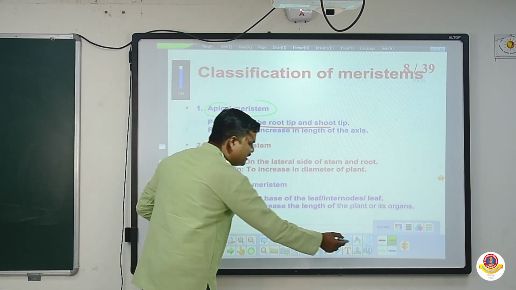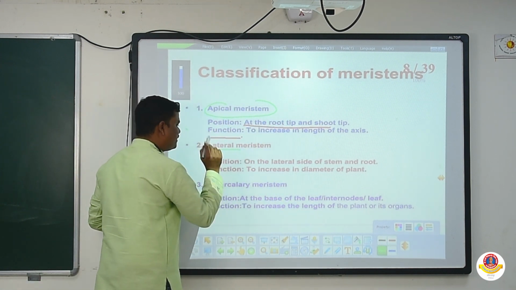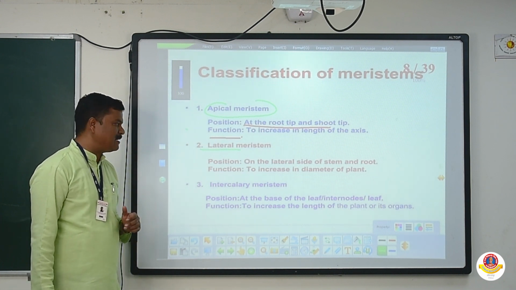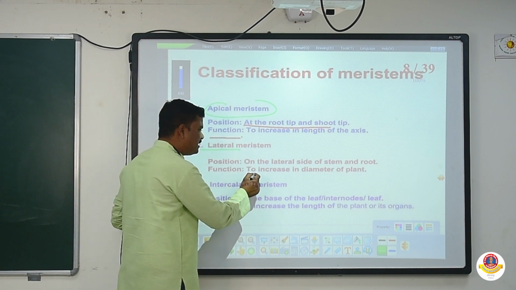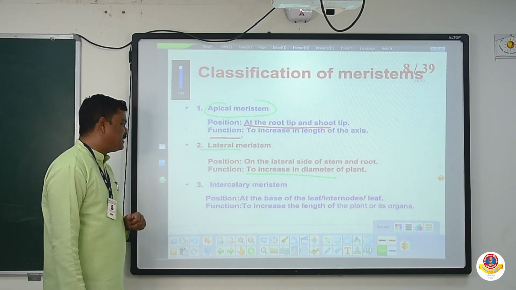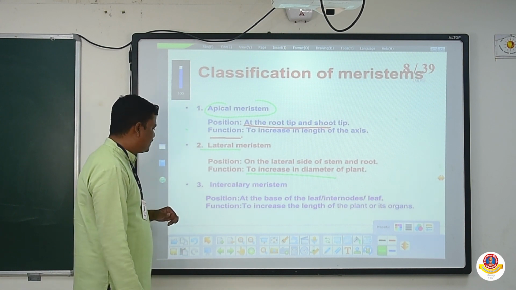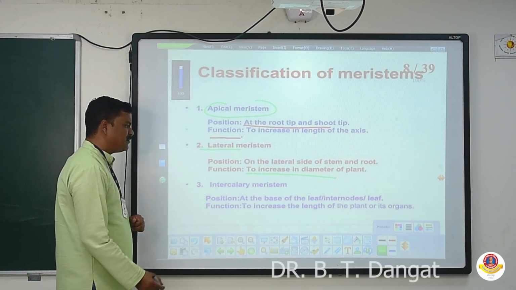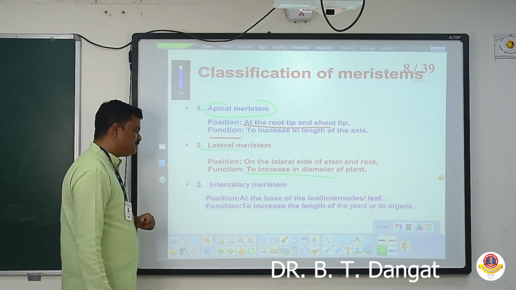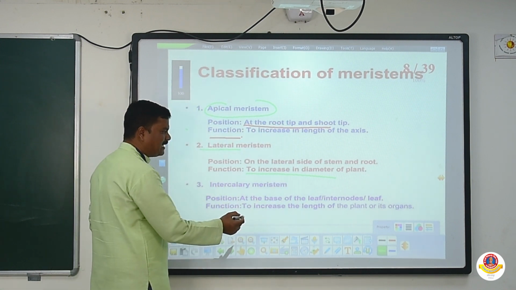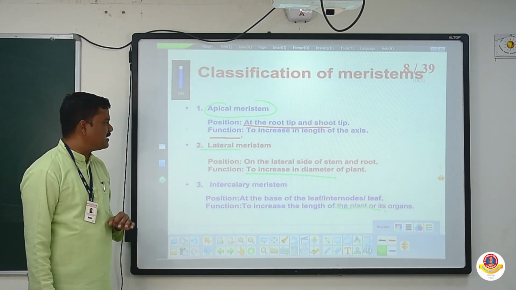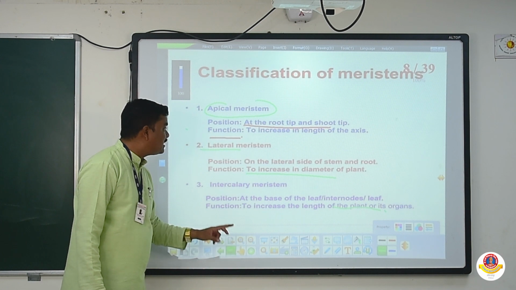The second one is the lateral meristem. You can see here the position is on the lateral side of both stem and root, and the function is to increase the girth or diameter of the plant. The third one is the intercalary meristem. It is present at the base of the leaf, at the internode or in the leaf, and the function is to increase the length of the plant or its organ. So these are the three types of meristem and their functions.